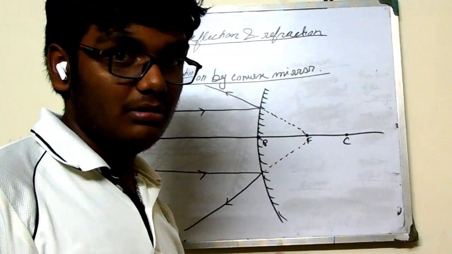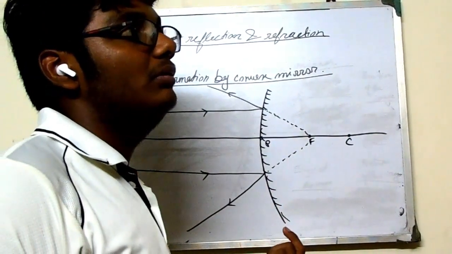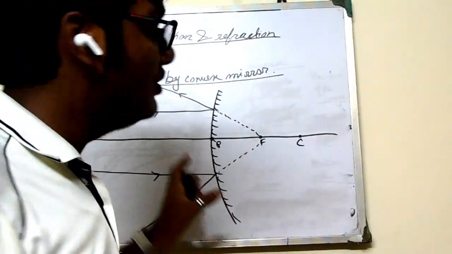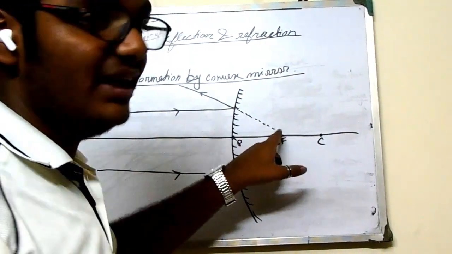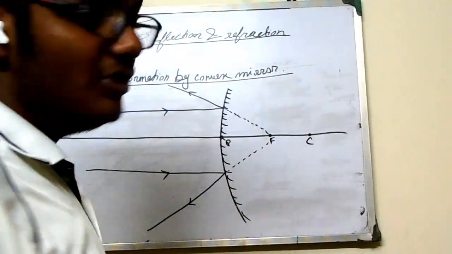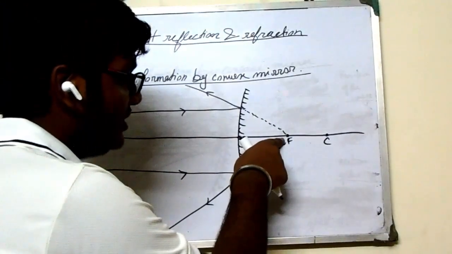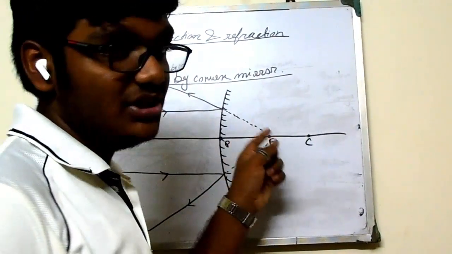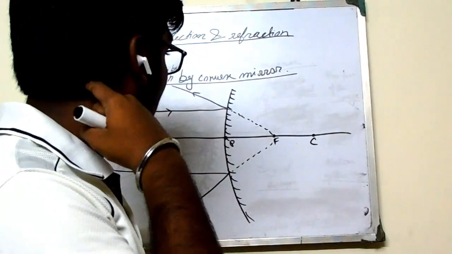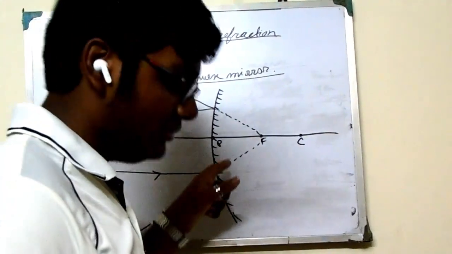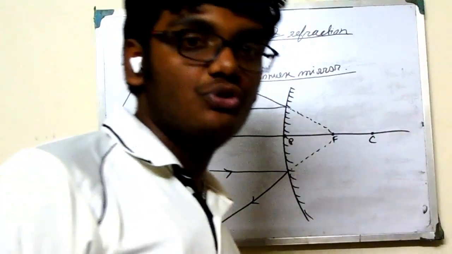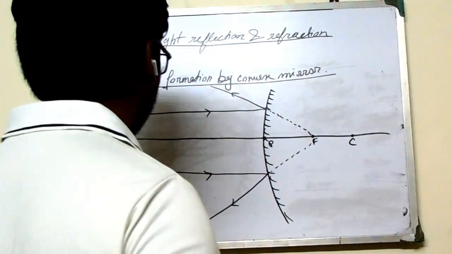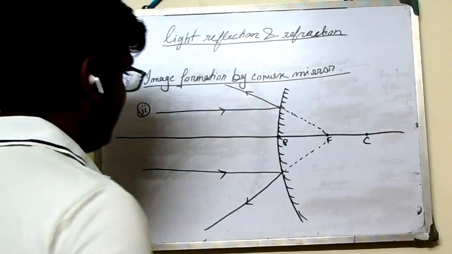I am repeating again. Position of the object: at infinity. Position of the image: at F. Size of the image: highly diminished or point size, as we can see the rays are meeting at F. And the nature of the image will be virtual and erect. And now the second case.